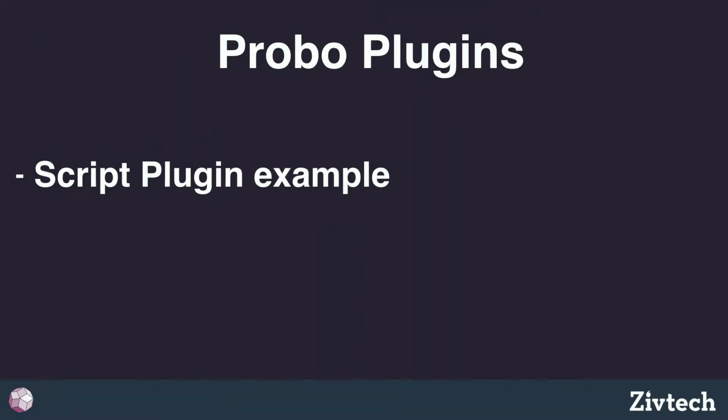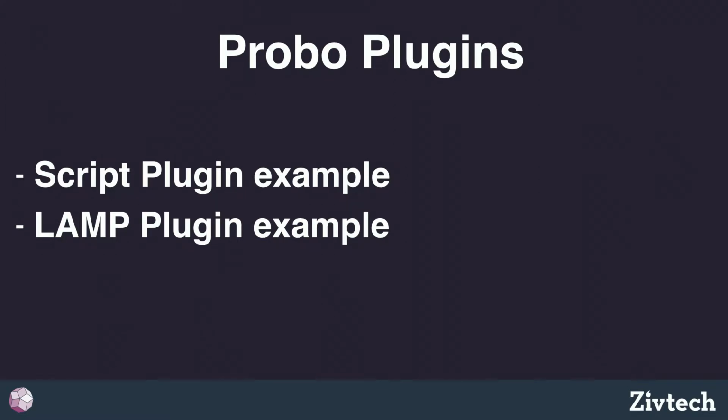So next we have the Probo plugins. We have a script plugin, which essentially allows you to run bash commands and bash scripts, multiple line commands in your build. So if you need to run some sort of installation of a package or something like that, you can do that on top of your build.